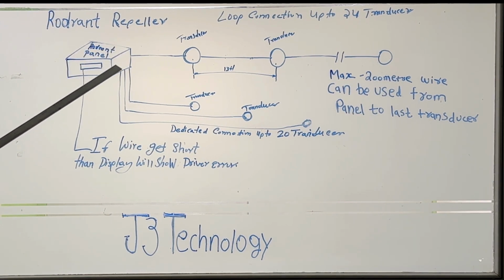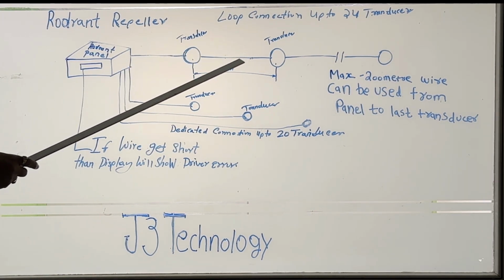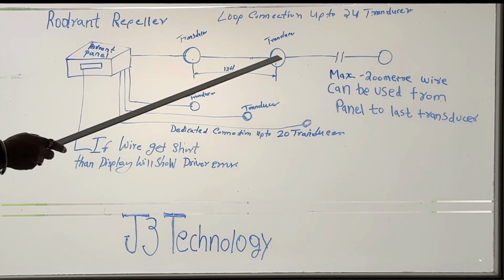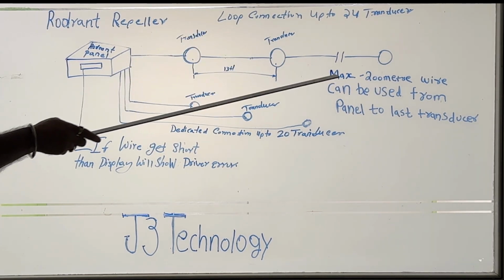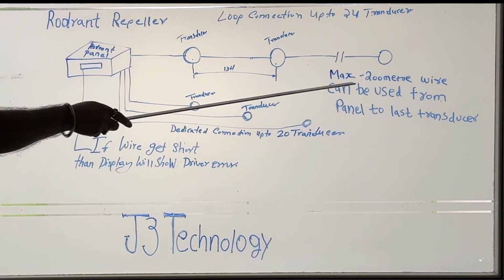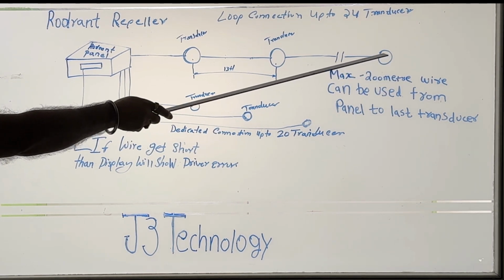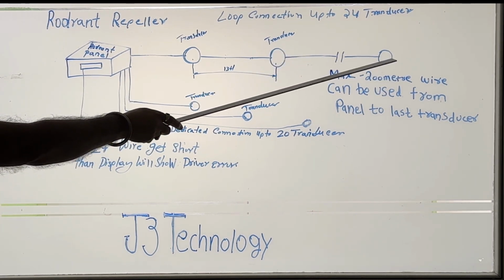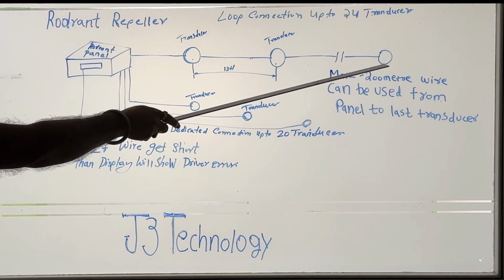We have here the Rodent panel, and from behind the looping we have done. As I previously told you, the maximum distance from the panel to the last transducer should be 200 meters. Beyond that, there will be issues with the signal and the travelling of the frequency. Up to the last transducer, the wire distance from the panel should be 200 meters maximum. Beyond that, it will not work properly.